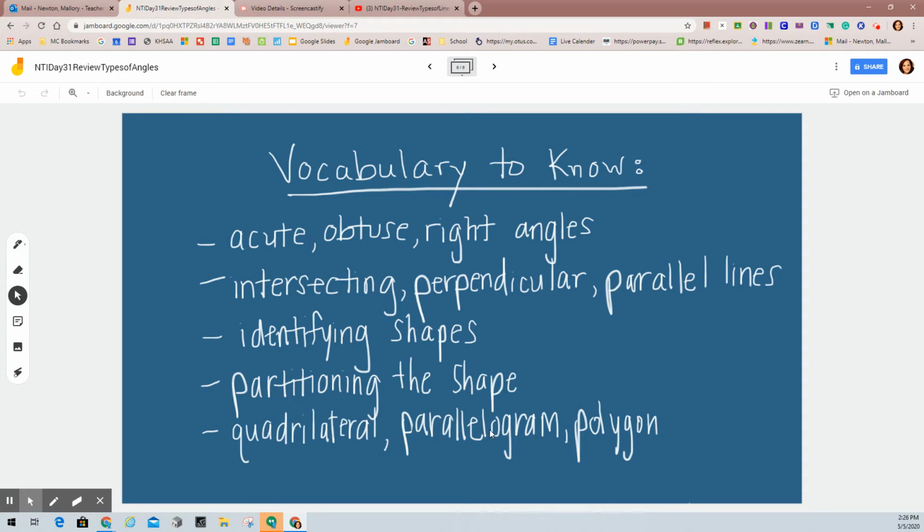You're going to have to be able to identify parallelograms that has 2 pairs of parallel sides. It has to be 2 pairs. So a trapezoid is not a parallelogram, but a rectangle and a square are. And a rhombus. A rhombus is also a parallelogram. And you're going to have to know the definition of polygon. A polygon is any shape that has 3 or more sides.